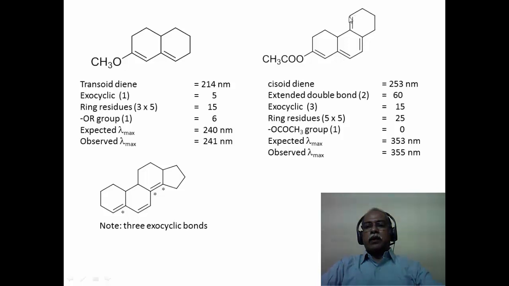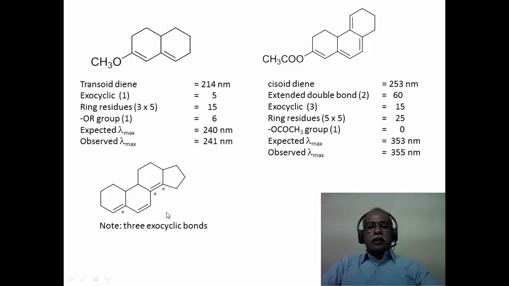So in other words, you have to take this entire skeleton and look at the number of substituents that are present on the double bonds. This is one substituent on the double bond. This is another substituent. This is a third substituent. This is a fourth substituent. So 5 substituents are present on the double bonds. 5 times 5 is 25. The acetate group, of course, doesn't contribute anything. The expected value, if you add up all the numbers, is 353, and the actual experimental value is 355. So very close numbers is what you get in this particular case.